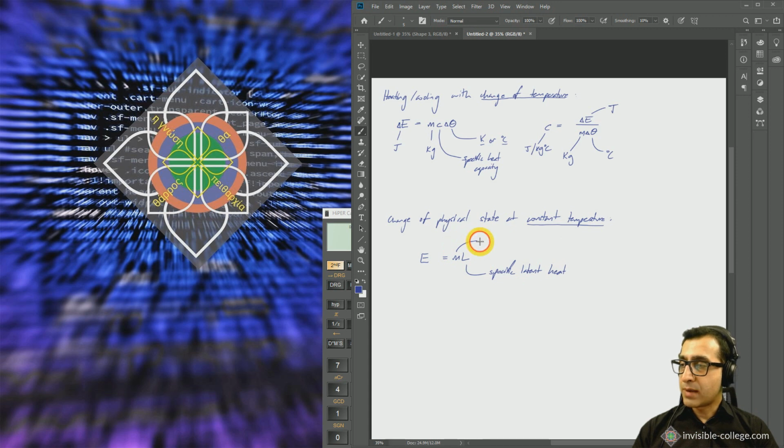So this is mass in kilograms. Again, standard units of mass, kilograms. This is the heat energy change.